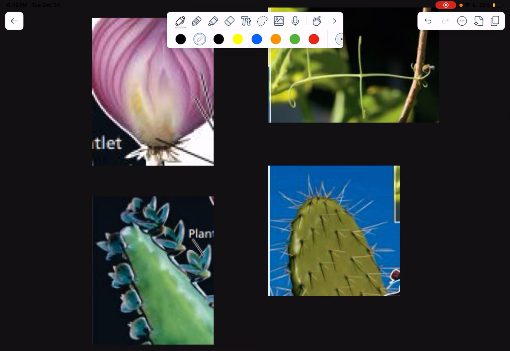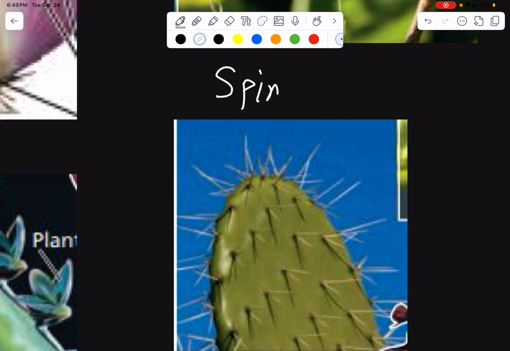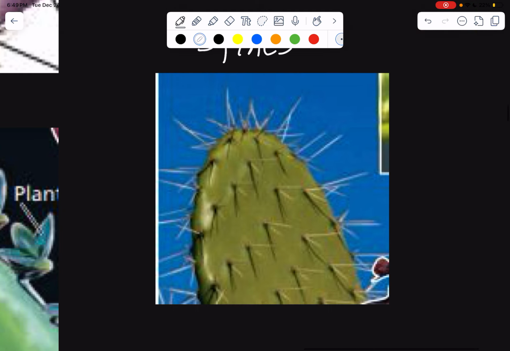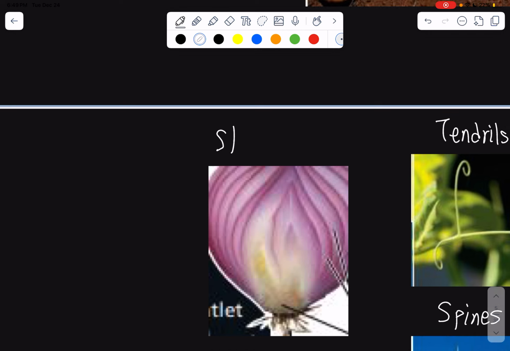Other times, the leaves might not conduct photosynthesis at all. These are the spines of the cactus, which a lot of you may have seen before. The spines are actually the leaves of the cactus plant. However, the stem, the green part, is what actually carries out photosynthesis. Leaves can also be modified for storage. So if you've ever peeled an onion, each of those layers is a modified leaf.